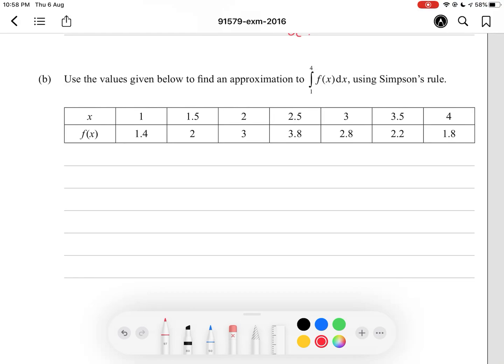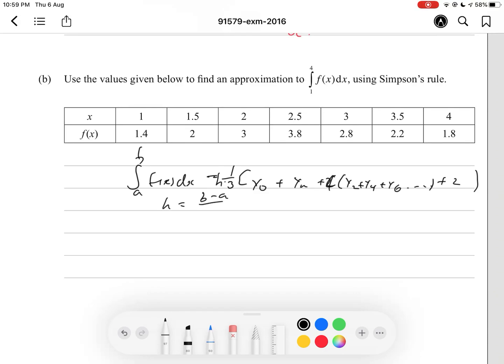Okay, sorry about that. So Simpson's rule, if I write it down from the formula sheet, it's the integral from a to b of f of x dx equals 1/3 h of y0 plus yn, and then plus 4 times every even one, so y2, y4, y6, and then 2 times every odd one. And this is h here. So h we know equals b minus a over n.